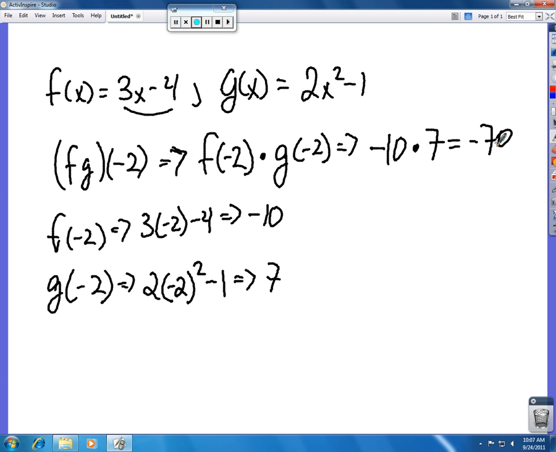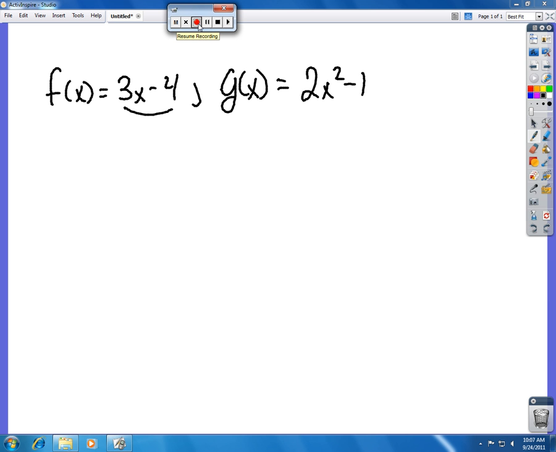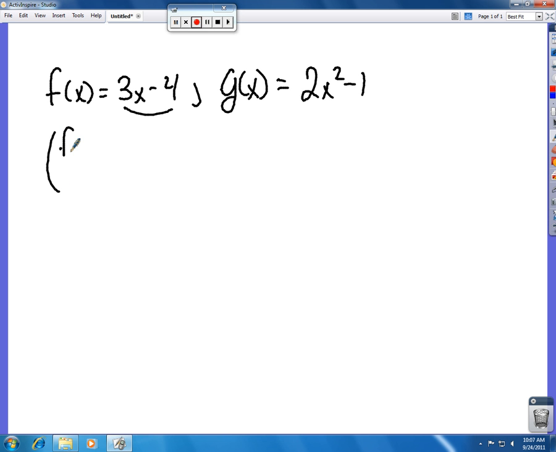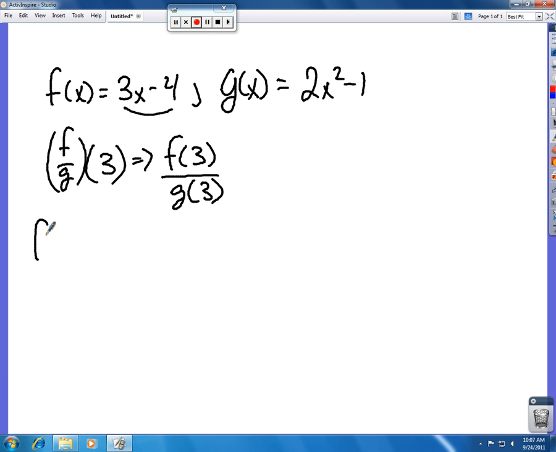Okay, let's squeeze one more on this record. Let's do the last operation, which is division. So if we had f divided by g of 3, we could rewrite this simply as f of 3 divided by g of 3. Again, we'll come down here and do our legwork for each one of the functions.